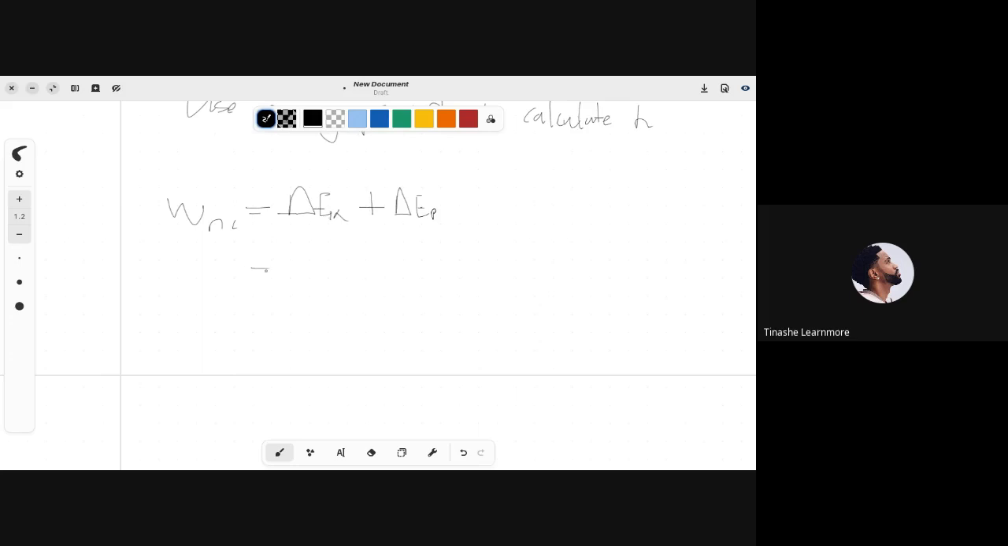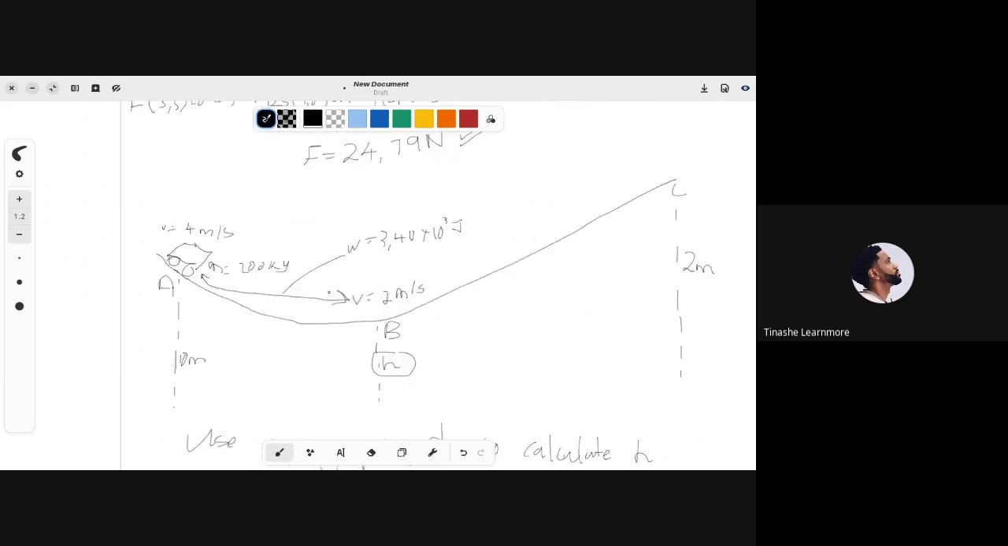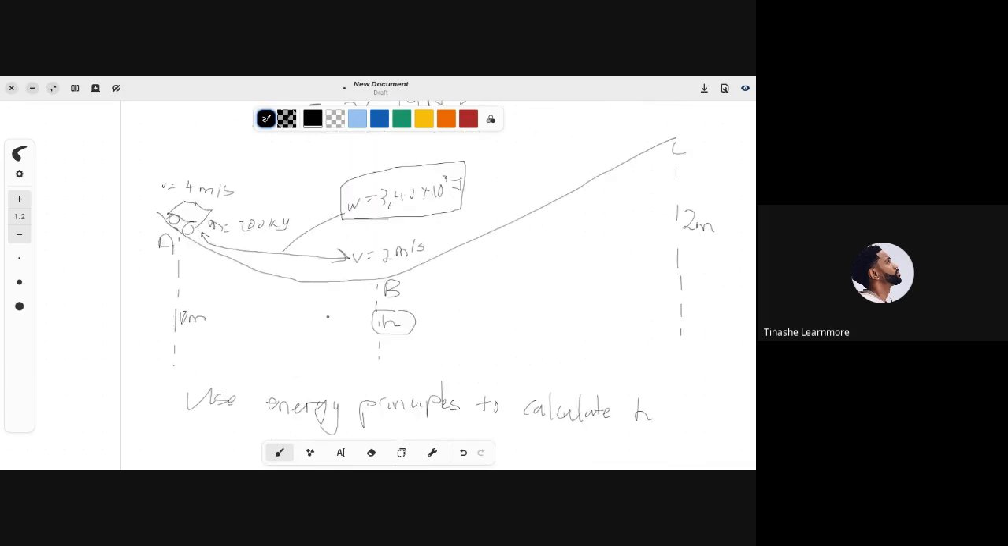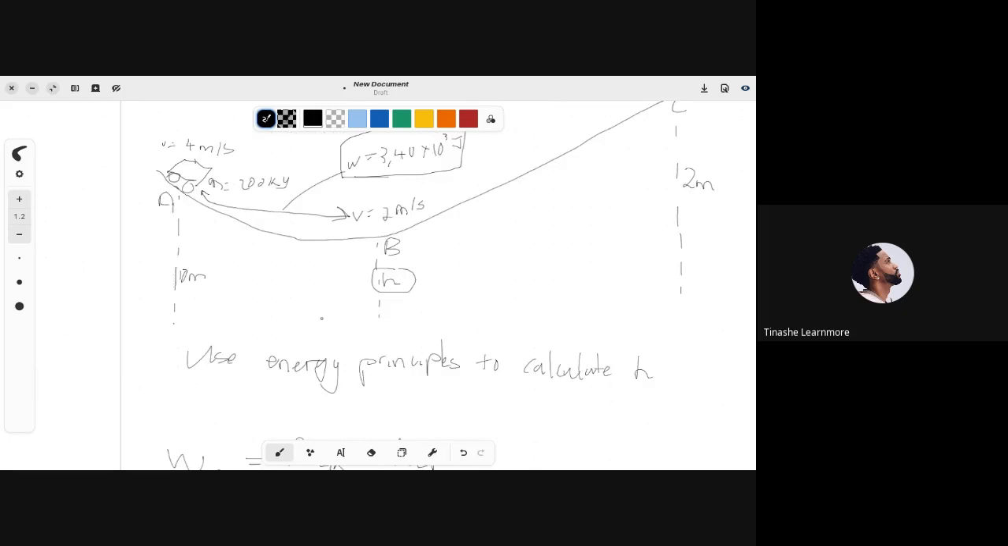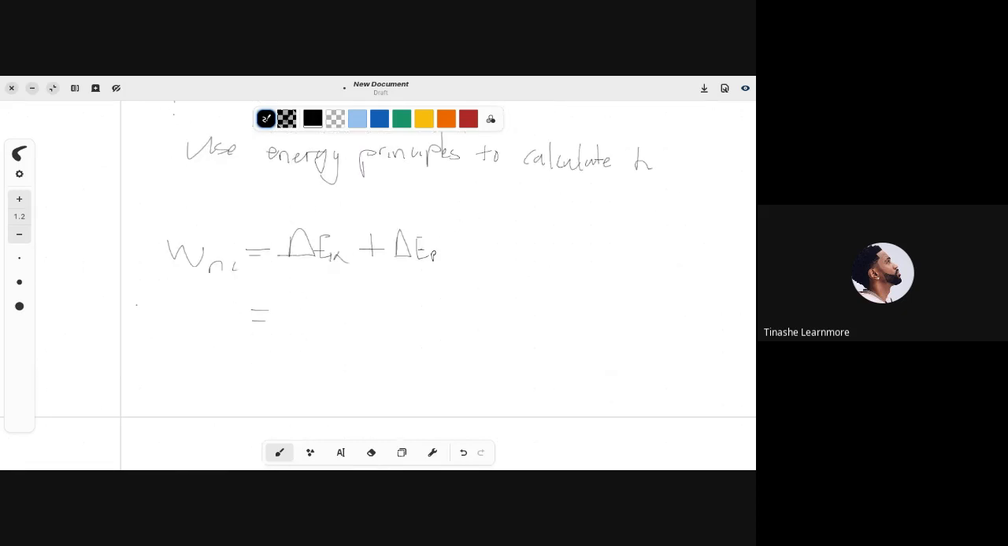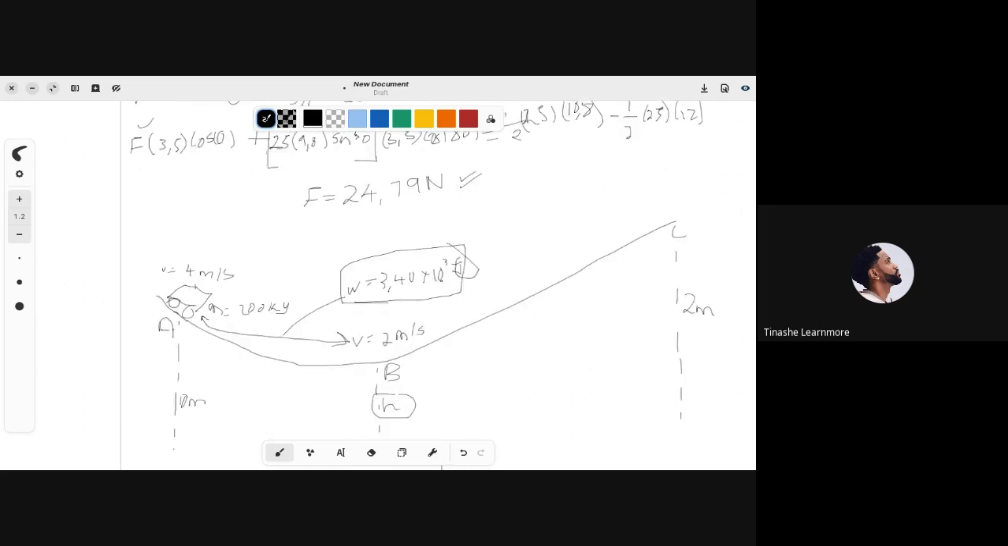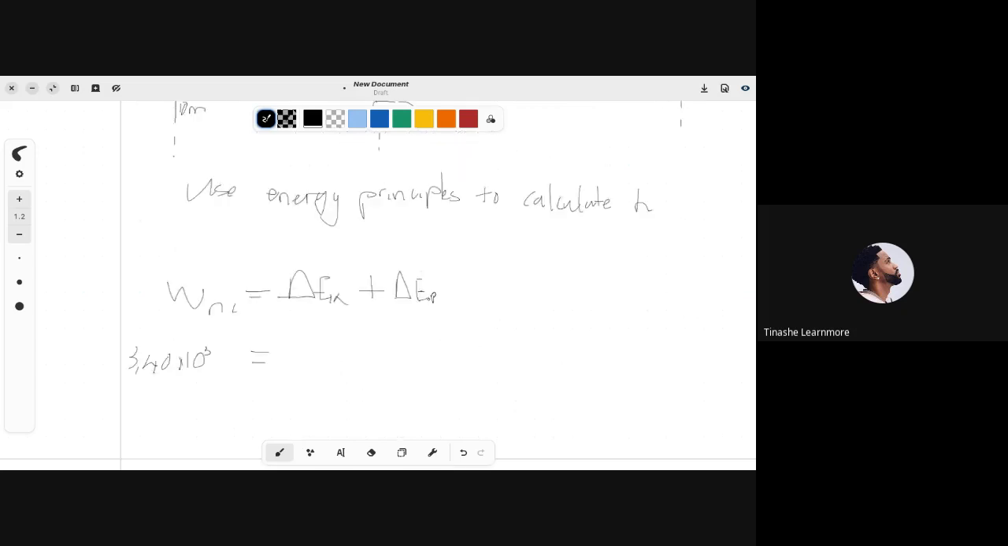So let's see what we are given. First things first, we were given the work done to overcome friction. Friction is a non-conservative force. Because of that, that is actually the value of the NC. So it's 3.40 times 10 to the third. Remember, work is given in joules, and that's the only thing provided in joules. So that is what I'm going to use.